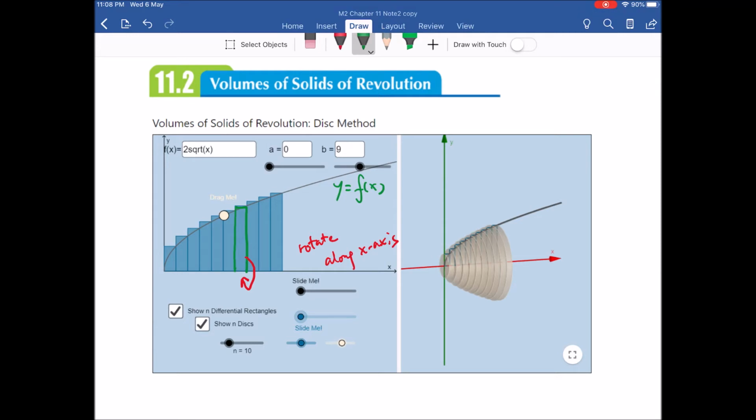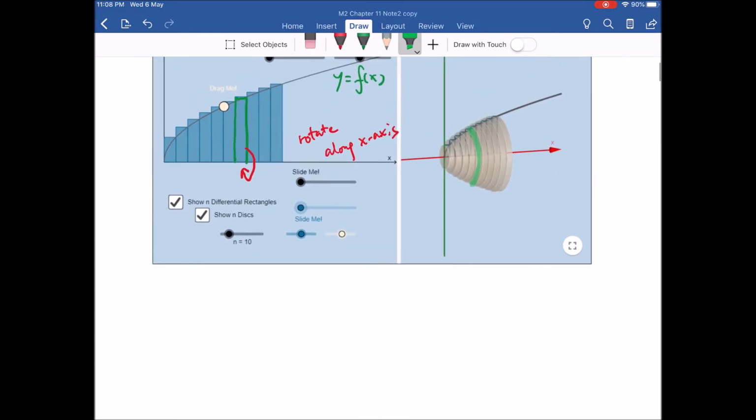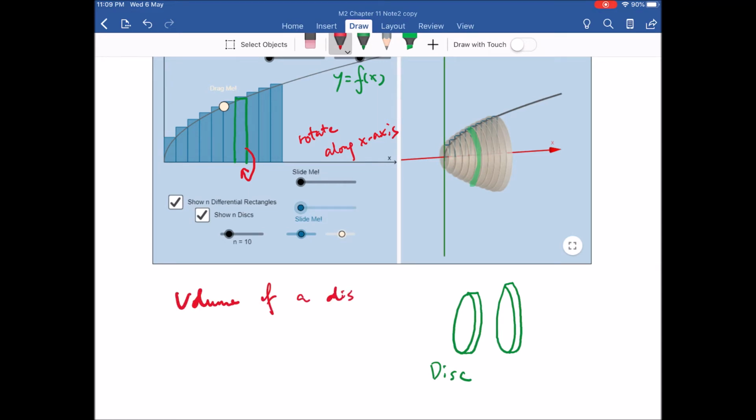Then what you will get is this strip. For example, you get this strip. What's this shape? I try to draw it here. It is a disc. That's why we call it this method. We are going to add up discs of different radius. Another disc, okay.